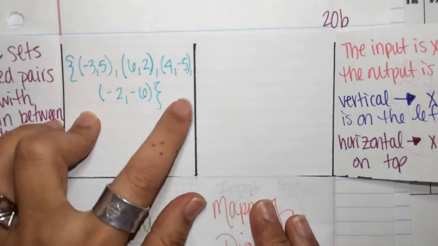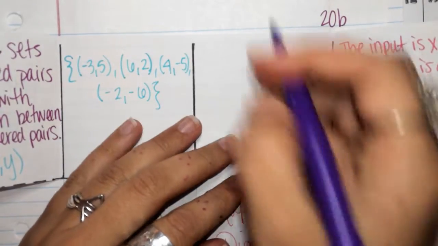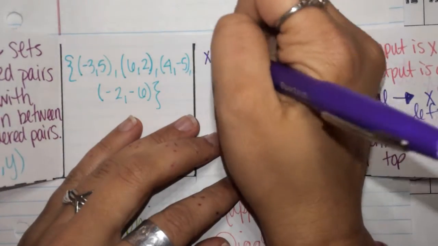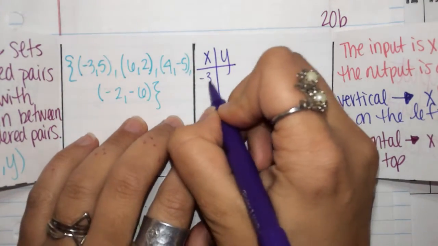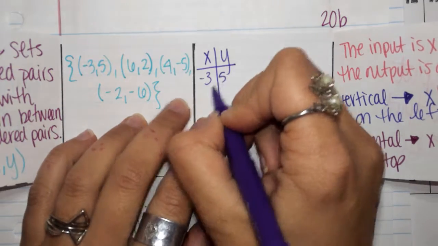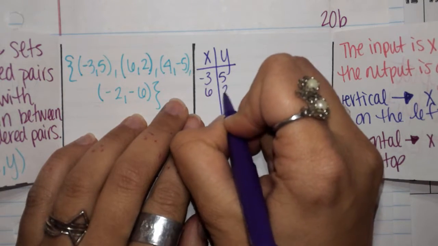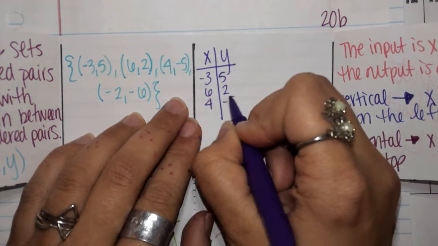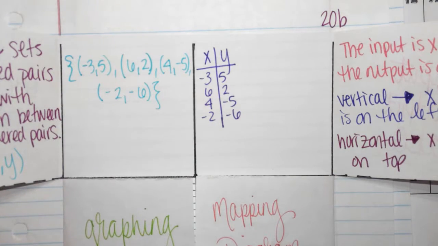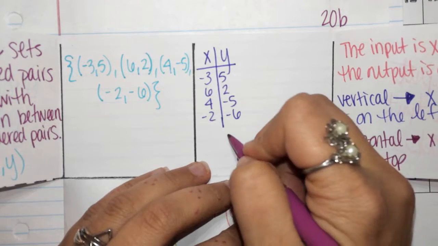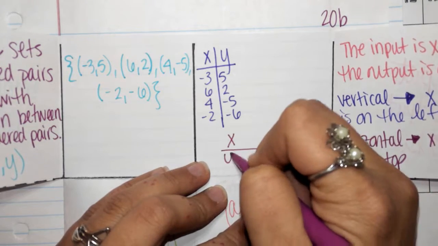So what we're going to do is take these ordered pairs and turn them into both of those tables. So let's start with a vertical table. What does -3 match up with? 5. And then 6, 2. 4, -5. -2, -6. Take a point. All right, so that's what a vertical table looks like.